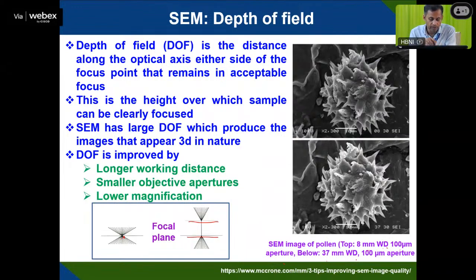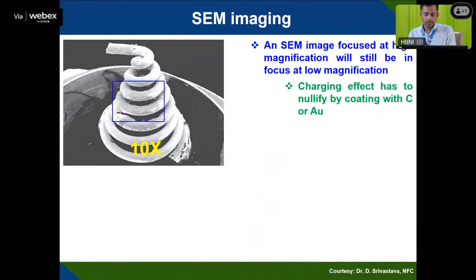SEM has a large depth of field, which produces an image that appears as a 3D structure. Depth of field depends upon a longer working distance, a smaller objective aperture, and lower magnification. By varying these parameters, you will be able to see a better quality image in this case.